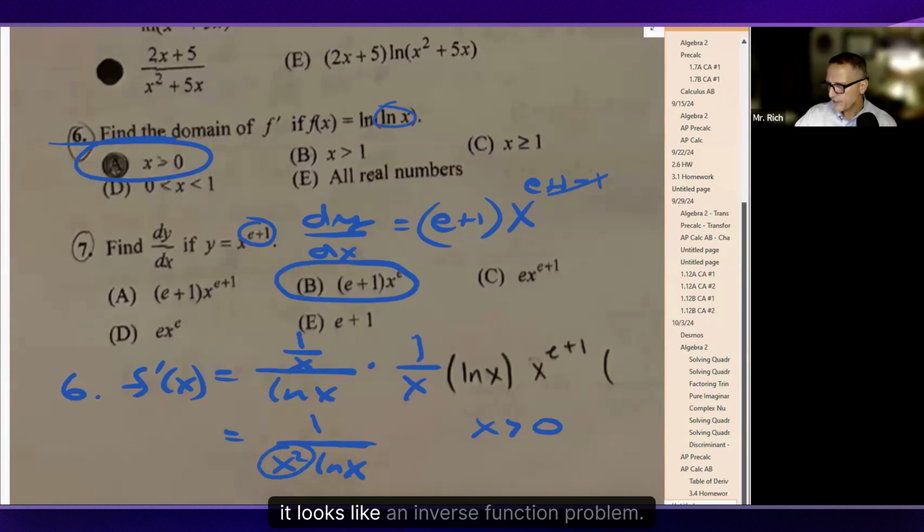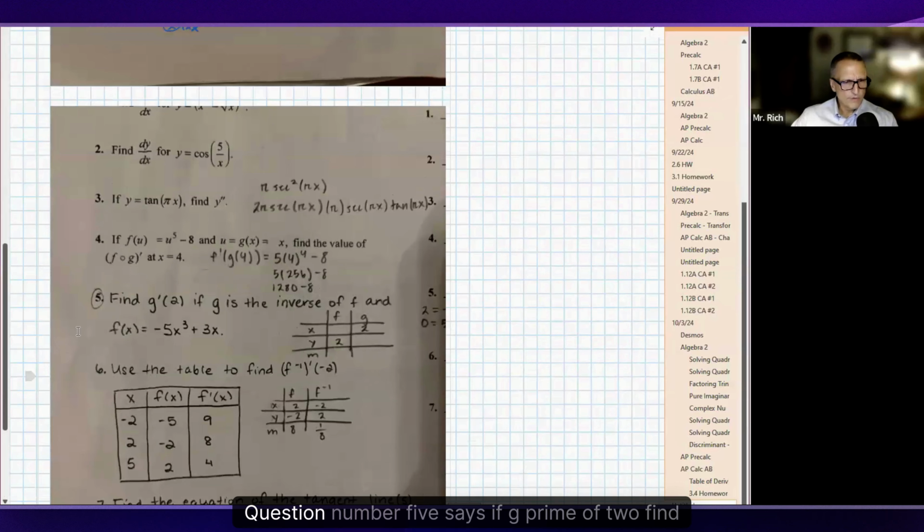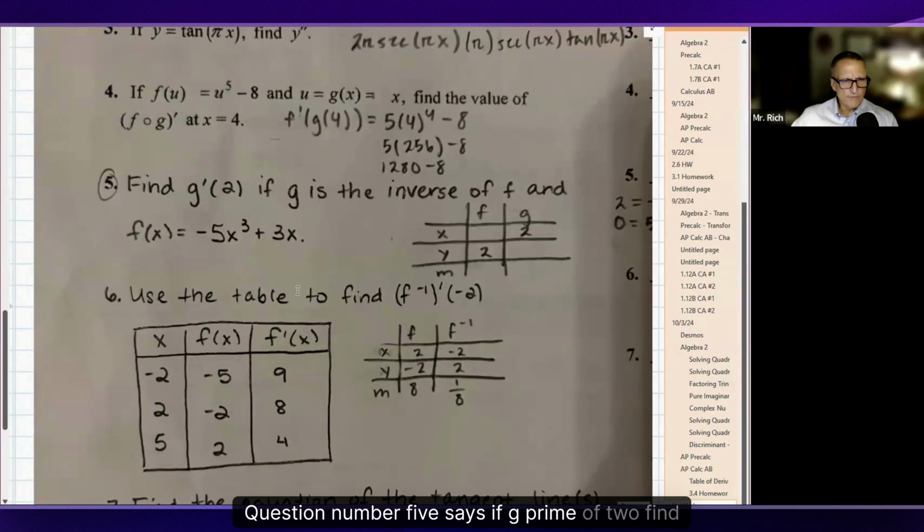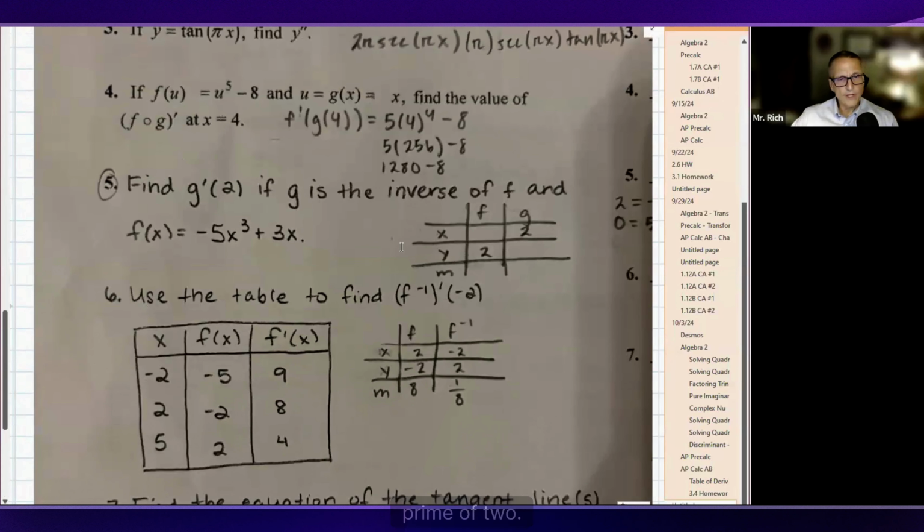All right, here it looks like an inverse function problem. Question number 5 says, find g prime of 2 if g is the inverse of f and f of x equals negative 5x cubed plus 3x.